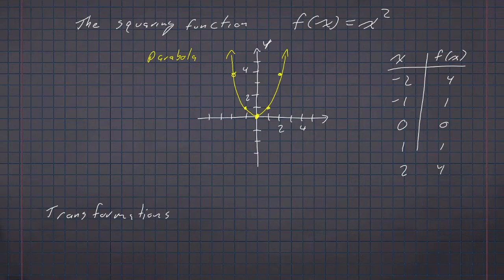There are three transformations on graphs that we've taken a look at. Changing the amplitude by multiplying by a coefficient in front, shifting to the left or to the right by adding or subtracting to the x value, and shifting vertically up and down by adding outside of the function. So g of x is a times x minus h squared plus k.